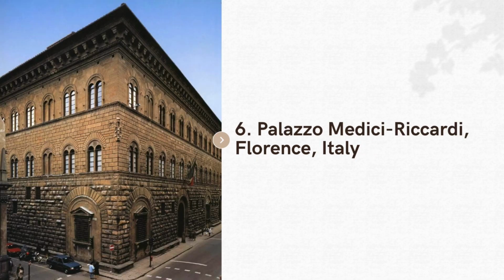Sixth one is Palazzo Medici Riccardi, Florence, Italy. Architect is Michelozzo di Bartolomeo. Built for the Medici family, this palace is notable for its rusticated stone facade and the classic orderly arrangement of its windows and cornices. It demonstrates the Renaissance focus on creating grand but proportionate residential spaces.